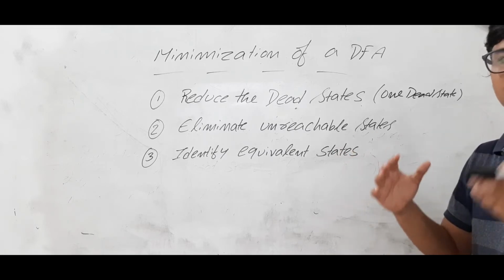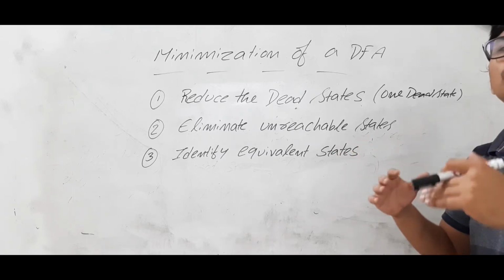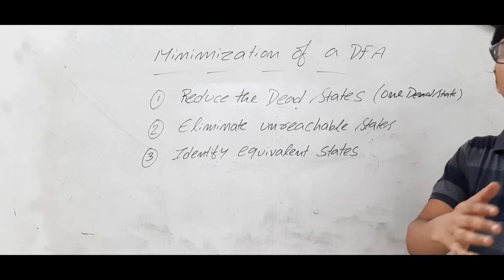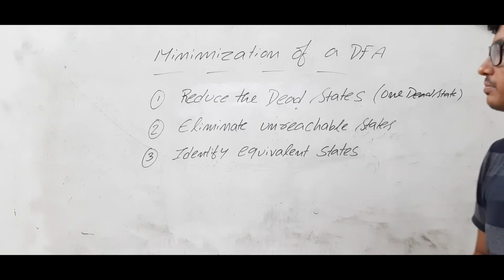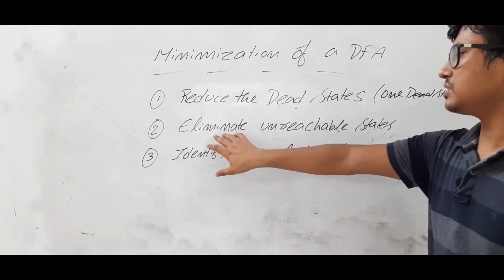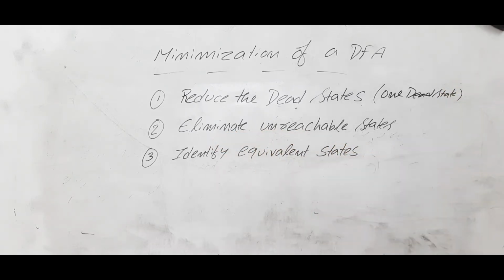If in the given DFA you have more than one dead state, then you should make it into one dead state. With examples we will discuss, don't worry. Now the next step is we will eliminate the unreachable states.